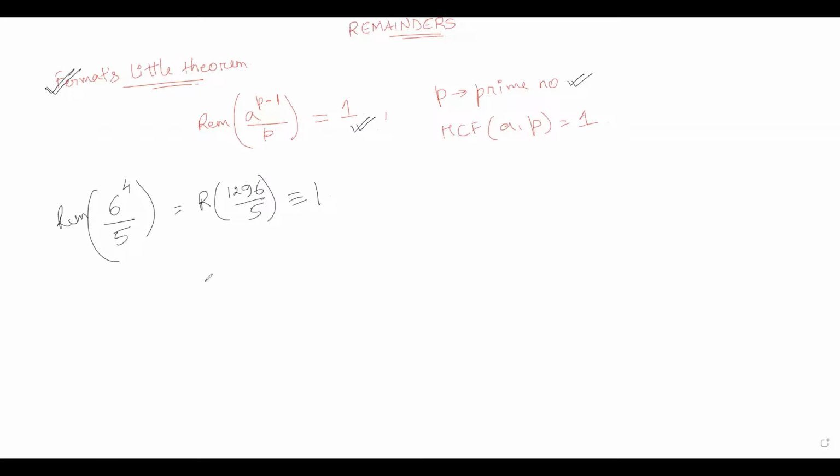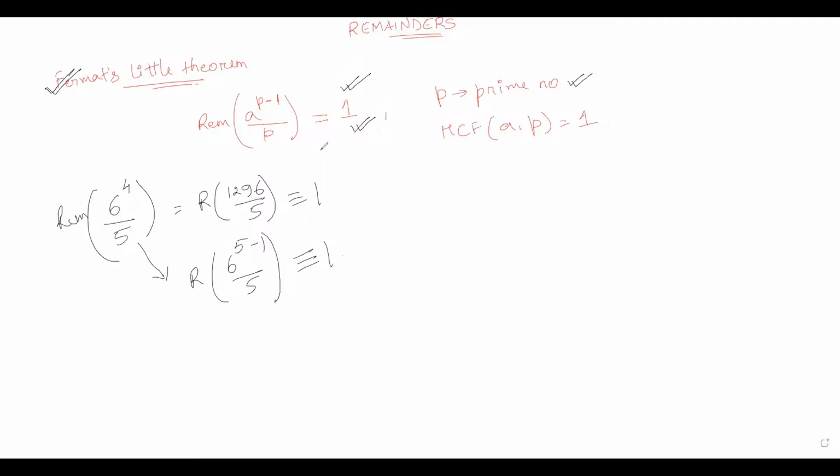Now, we can also use Fermat's little theorem in this case. Why? Because the remainder of 6 raised to power 4 upon 5 can be written as the remainder of 6 raised to power 5 minus 1 upon 5. And this number is of this form, and the remainder of a raised to power p minus 1 upon p is 1. So the remainder of 6 raised to power 5 minus 1 upon 5 would be 1.